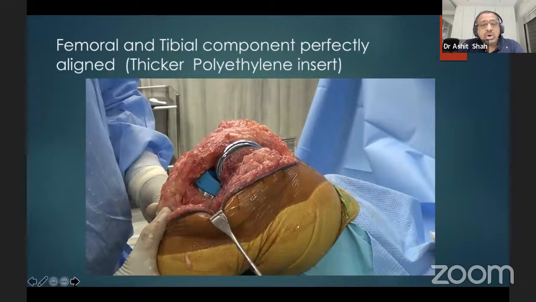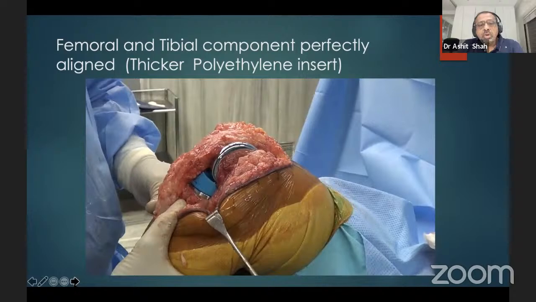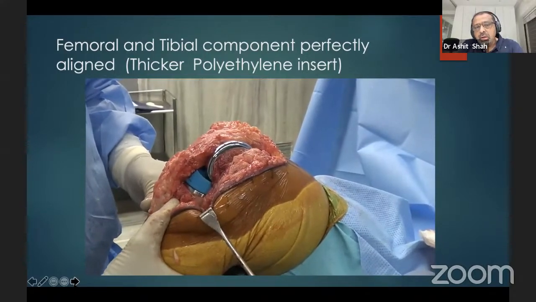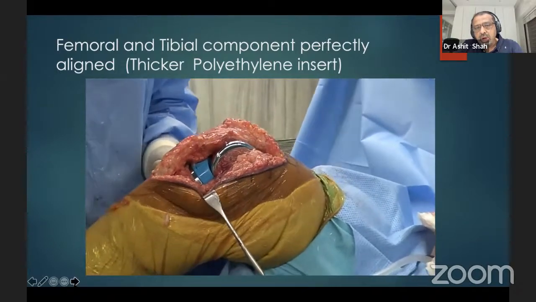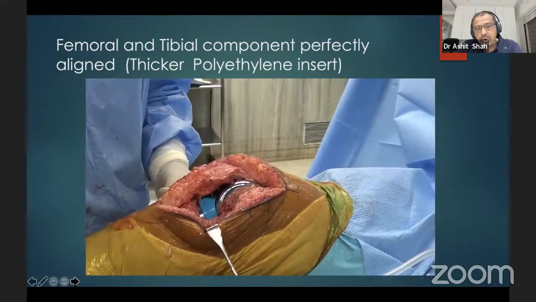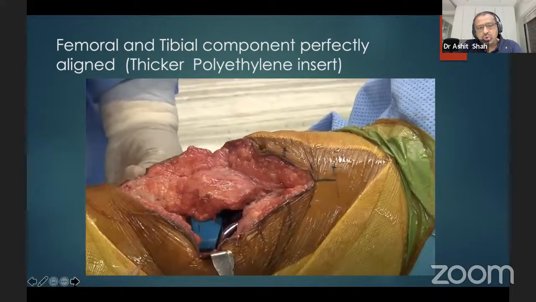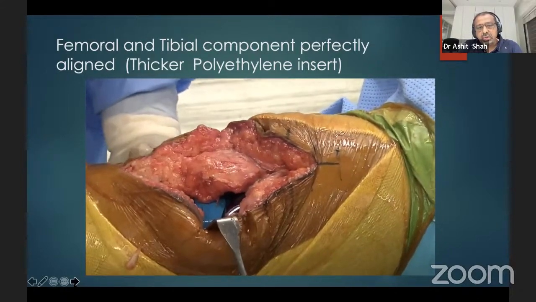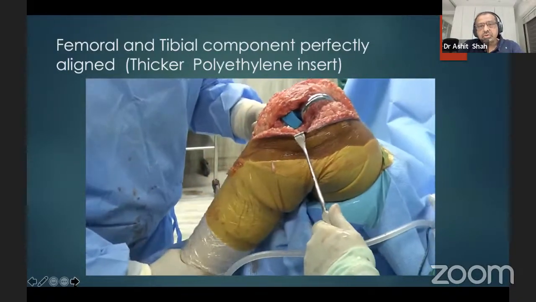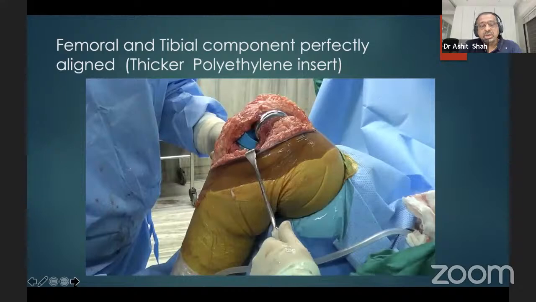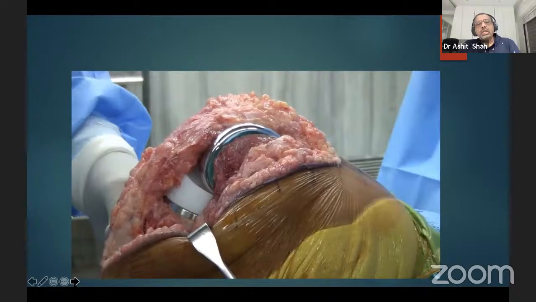So what we did was a thicker polyethylene insert. This was a 15 millimeter poly, and it stopped the anterior posterior laxity, and it was stable at about 90 degrees of flexion, and also at about 40 degrees of flexion and in full extension. So we thought that both the femoral and tibial components are well fixed, and with symmetrical instability in flexion and extension, a higher poly, which is one of the indications for isolated poly exchange, is what was done. And this is the final poly insert that was done.